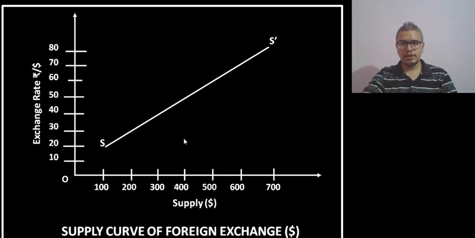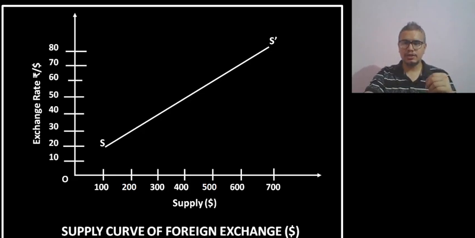Okay, now here as we see, whenever the exchange rate is rising, whenever the exchange rate is higher, from 60 to 70 to 80, we see that the supply of foreign exchange is even more. So this graph gives us an idea about how the supply of foreign exchange and the foreign exchange rate are related.